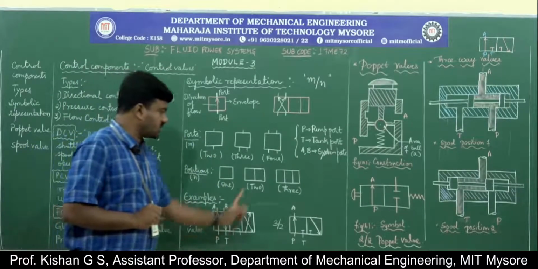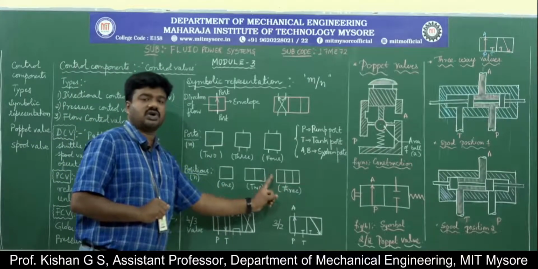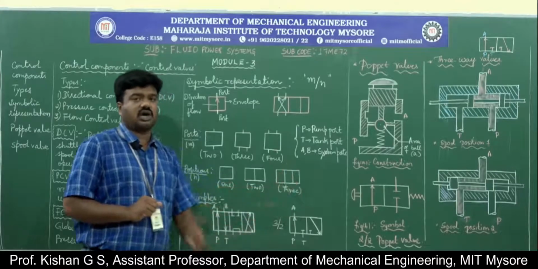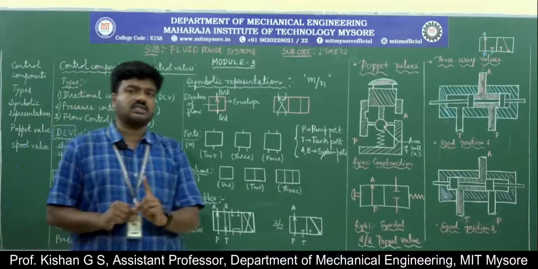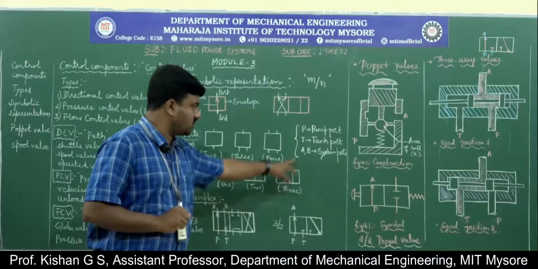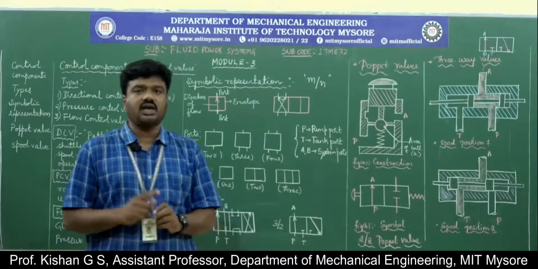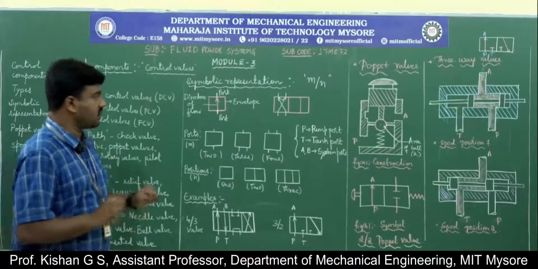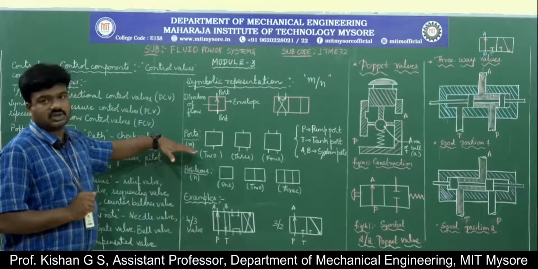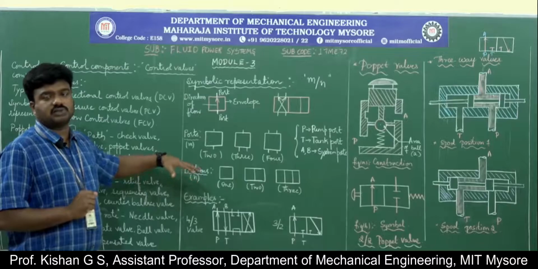So you may take it at the center, or you may take it at the first, or you may show it at the last. But you have to show the number of ports as well as the naming of the ports A, B, P, T into one particular envelope. So that is M cross N. M represents number of ports. N represents number of positions.